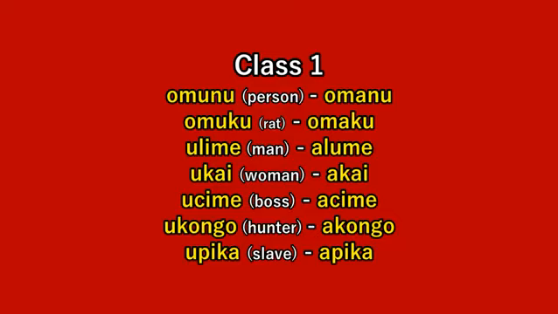Here are a few nouns that belong to class 1. For example, omunu, which is a person, a human being. In the plural, omano, people. Omuku is a rat, omaku is rats. So that's an example of something that is not a human being, but is there in the first class. Ulume is a man, alume are men. Ukai is a woman, akai are women. Uchime is a boss, achime are the bosses. Ukongo is a hunter, akongo are the hunters. Upika is a slave, apika are slaves.